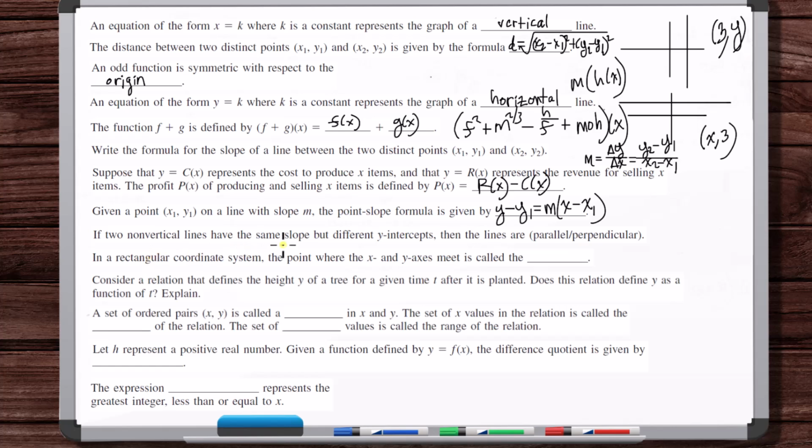If two non-vertical lines have the same slope but different y-intercepts, then the lines are what? Okay, the same slope but different y-intercepts, right? The y-intercepts are different. They're parallel lines. That's the definition of a parallel line, at least in a plane. But you can think about that outside of a plane as well. It's the same kind of concept. In a rectangular coordinate system, the point where the x and y axes meet is called the origin.